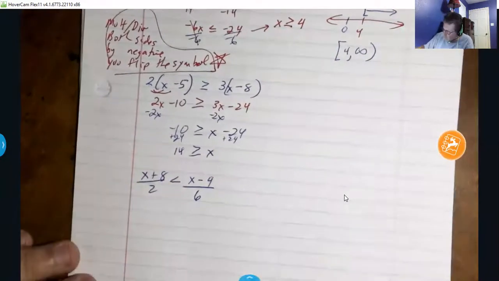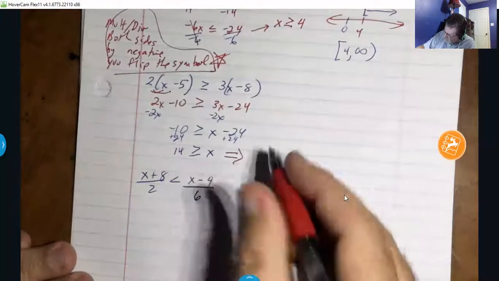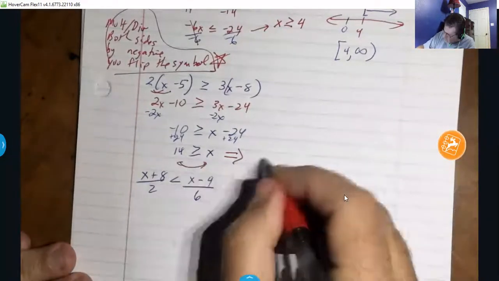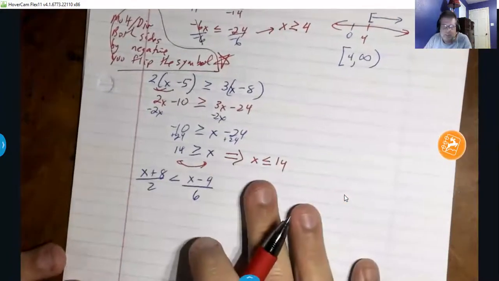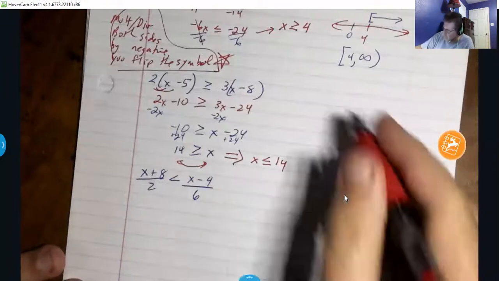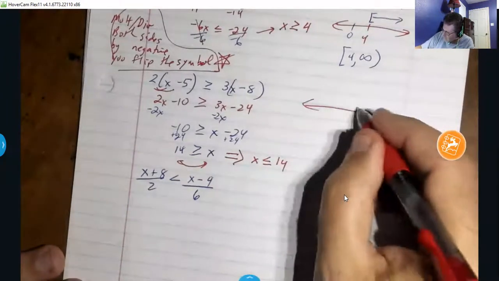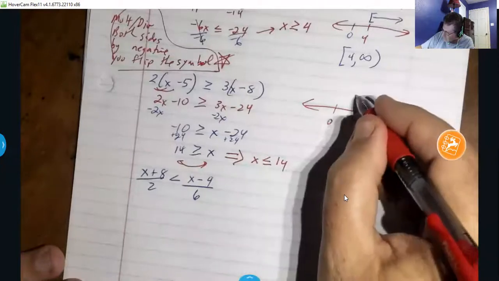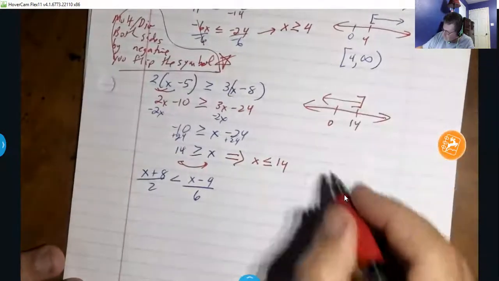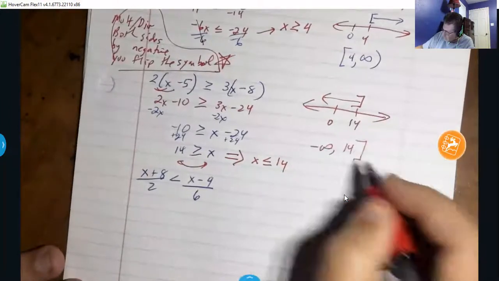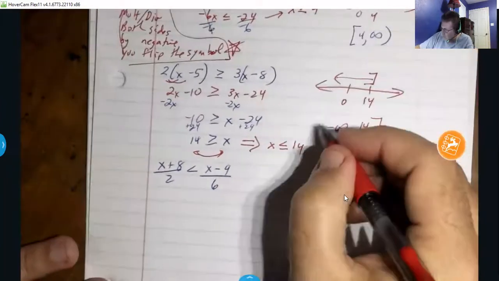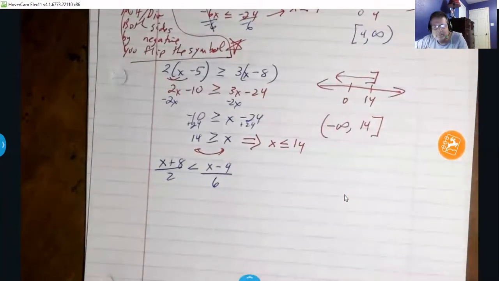But what I want you to notice or understand is that can also be flipped. We can switch everything. X is less than or equal to 14. I flipped everything. Putting the x on the left side just helps on graphing, because when I graph this, here's the 14, here's the 0. It's closed at 14 going this way, which allows me to write my interval notation as negative infinity to 14, hard bracket around the 14, and parentheses around the infinity. So you can flip the whole thing as long as you flip everything, including the symbol.